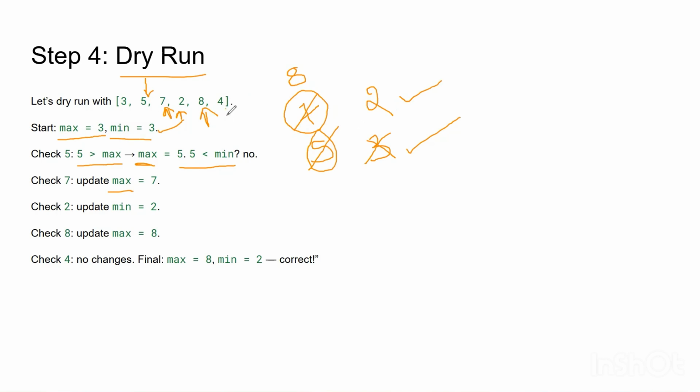Next, the last element is 4. So is 4 greater than 8? No, it is not. So it will be the same. Maximum element is still 8. Is 4 less than 2? No, it is not. 2 is still going to be the minimum value.